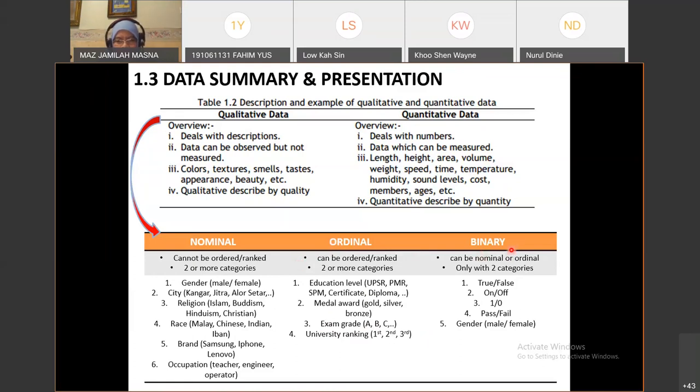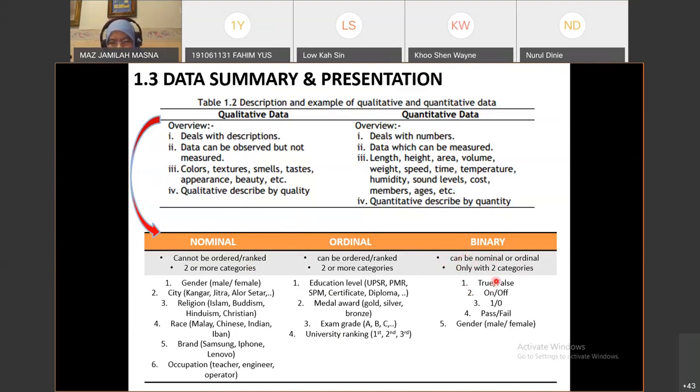What about binary data? As we know, binary involves two values. It can be nominal or ordinal depending on the data that you have in hand. Usually you will have only two categories. So when we say two categories, we look back at what we have under ordinal and nominal. If there are categories under nominal or ordinal with two categories only, then it can be placed under binary data.